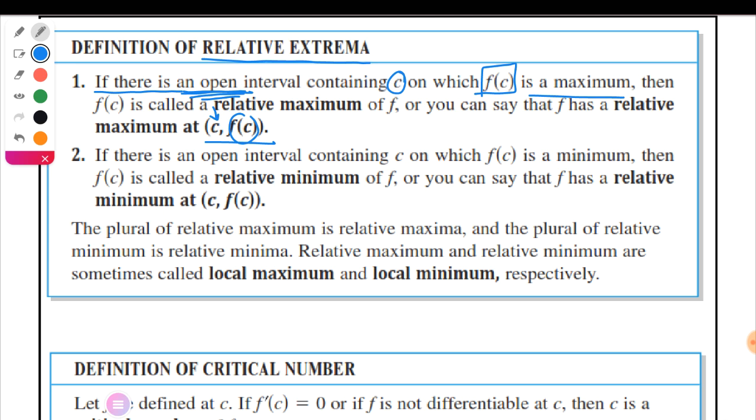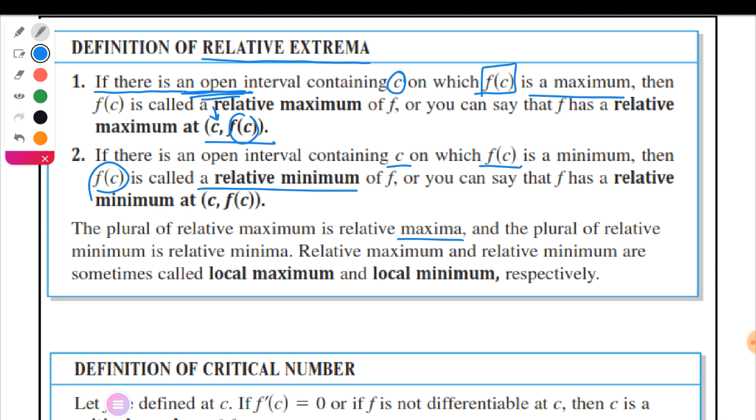If there is an open interval containing c, open, that is why we say relative. So we name it: if f at x equals c is a minimum, then we will name it a relative minimum. It means if we have a minimum value on an open interval, we name it relative. Okay, minimum value, relative minimum. If it has a maximum value on an open interval, we name it relative maximum value. The plural of relative maximum is relative maxima.